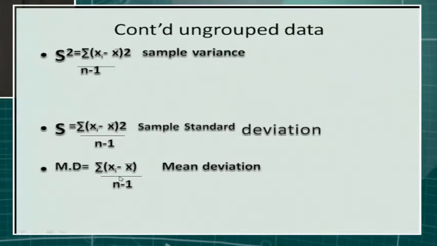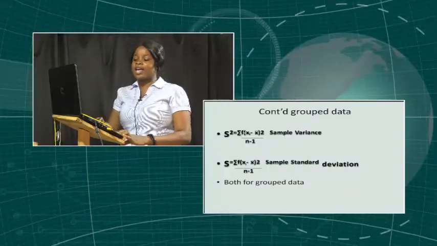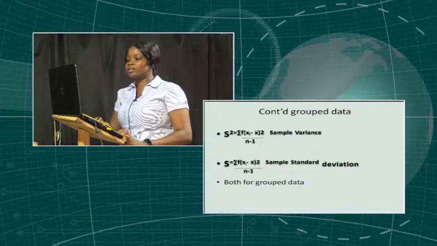But for the mean deviation, there is no 2 here, as we can see. So this is when you want to calculate for ungrouped data. Then the situation is different when you are calculating for group data. The presence of frequency is very important when you are calculating for the group data.